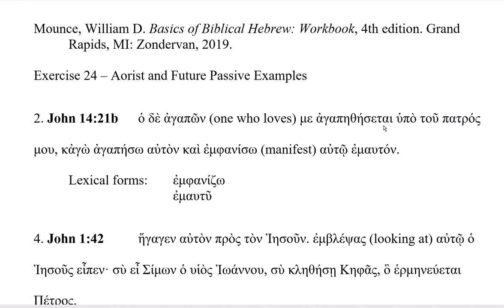Agapathesetai. So here we have a tense formative, thē, and agapao, the alpha lengthens to an eta, and then etai, which is a third singular ending. And so the one who loves me, and it looks like this is the subject then, agapon, the one who loves, will be loved, agapathesetai, hupo tou patros mou, by the father of me, so by my father.